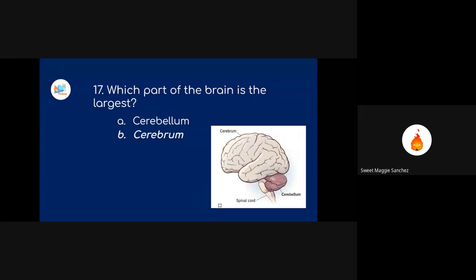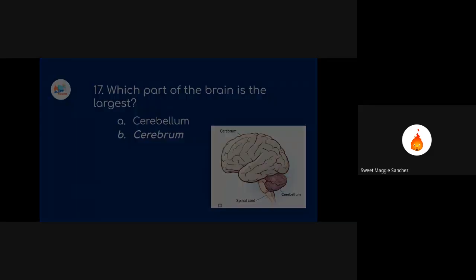Question 17. Which part of the brain is the largest? So, as you can see on the picture, the answer is cerebrum, no? The cerebrum is in charge of conscious thoughts, the meaning ng mga stuff, and things that you actively do every day. So, ano yung usually yung ginagawa mo, no?